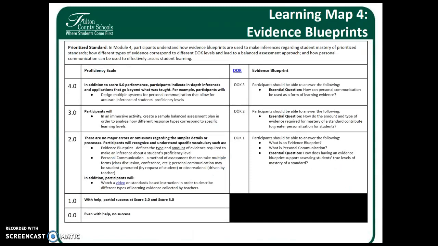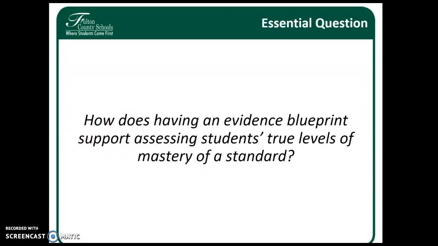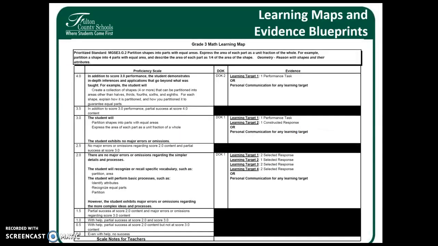Again, this is just an overview of what the learning maps look like. We have the prioritized standard, the proficiency scale, the DOK level, and the evidence blueprint all on one. So how does having an evidence blueprint support assessing students' true levels of mastery of a standard? As I mentioned before, the evidence blueprint is on the left side of the learning map. So again, up at the top, we have the prioritized standard.